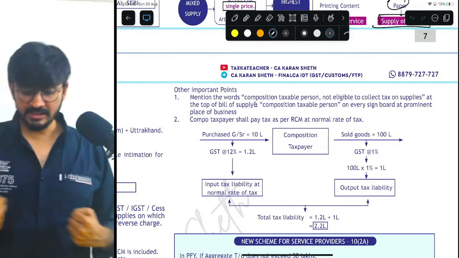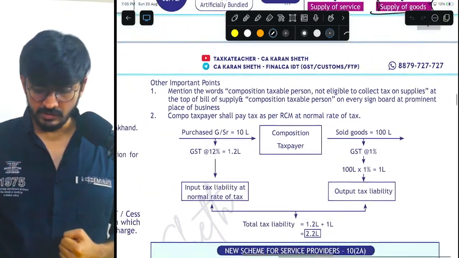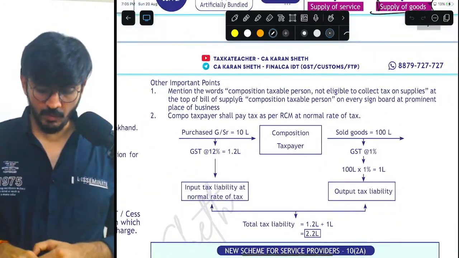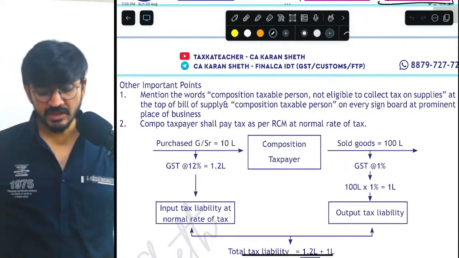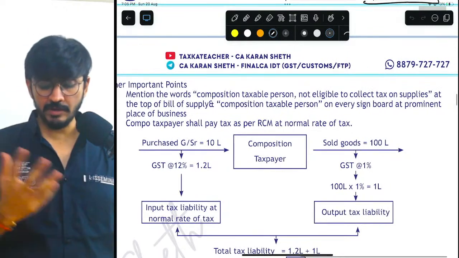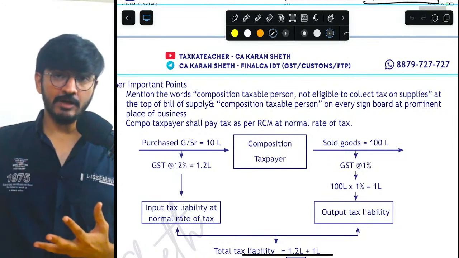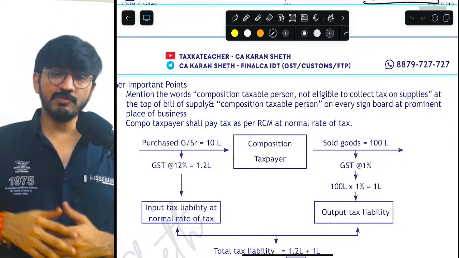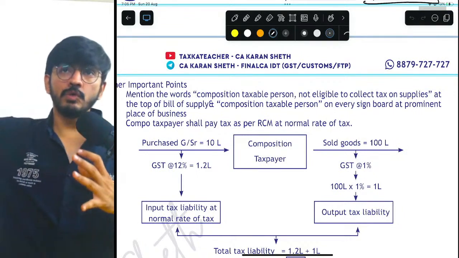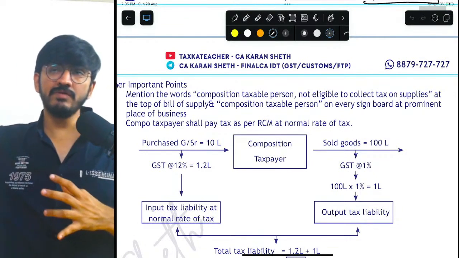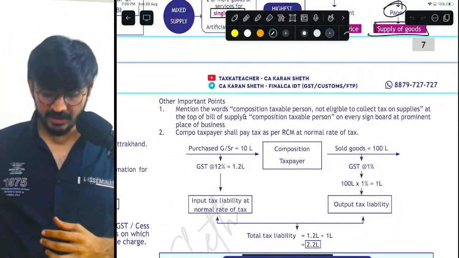Perfect, guys. That's it. So, that is one thing that I wanted to tell you all. Then other points are very simple, my dear friends. Mention the words "compo taxable person not eligible to collect tax on supplies" on all the invoices, on all the bills of supply that you are issuing. The reason why you are issuing a bill of supply is because you cannot charge GST. You cannot charge GST, so you cannot even issue a tax invoice.